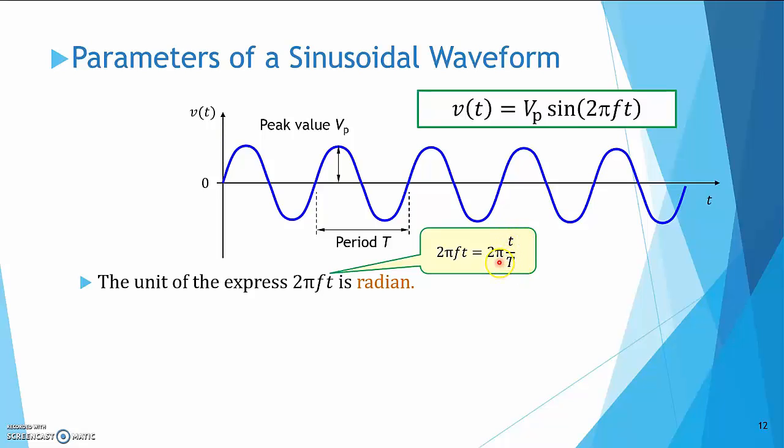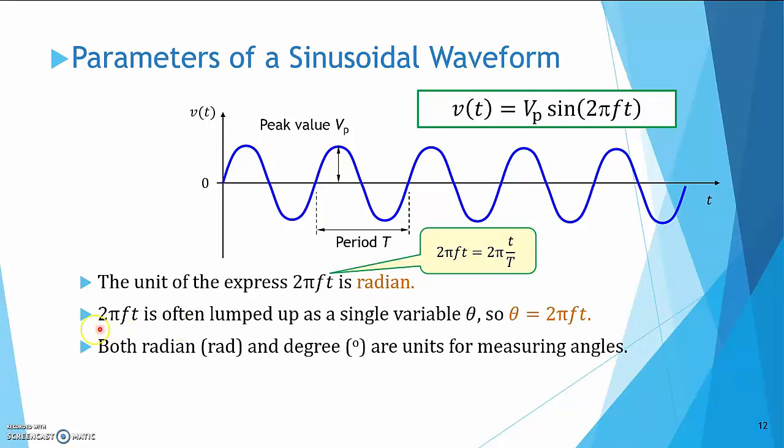The unit of π is radian. Therefore, the unit of 2πft is also radian. 2πft is often summed up as a single variable θ. This sine function equation is sometimes simplified to be a sine function of θ.